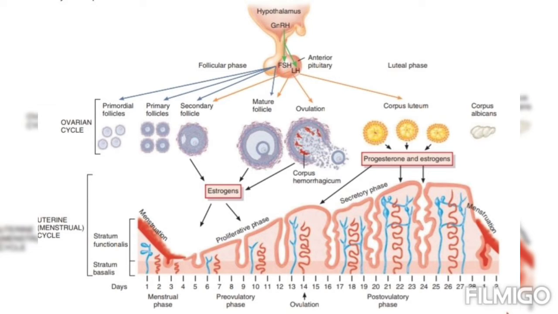The first phase is the menstrual phase. The menstrual phase is also called menstruation or menses, and it lasts for about the first 5 days of the cycle.